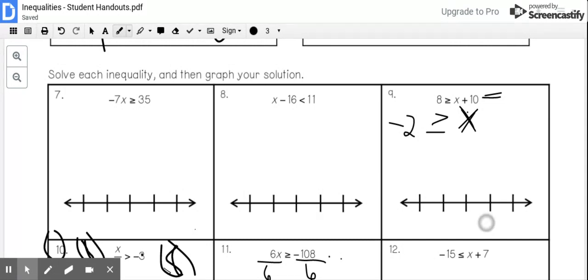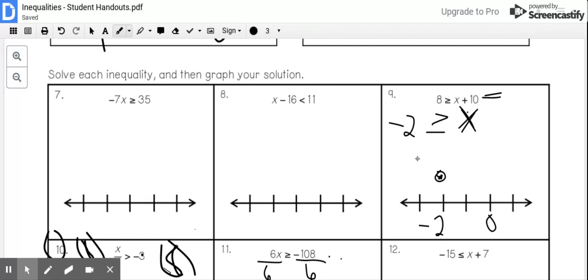So I'm going to put my 0 here. And I'm going to put my negative 2 here. And I'm going to draw a circle and color it in. That should be colored in. There we go. And then you're going to have to figure out how you like to do it.